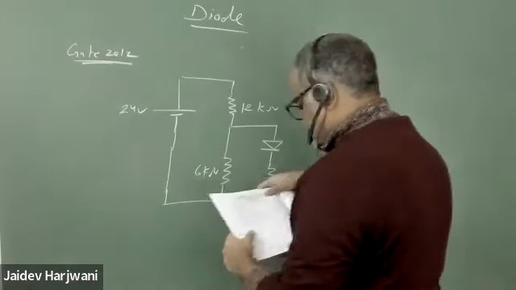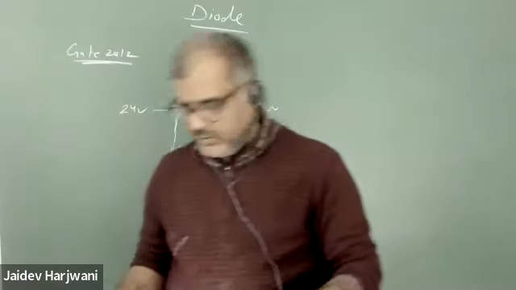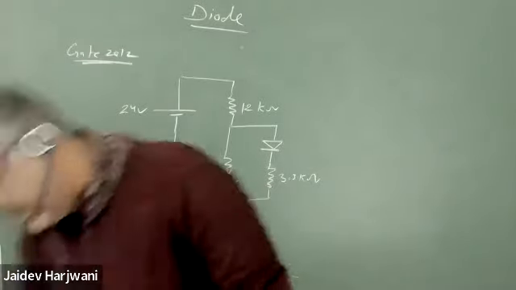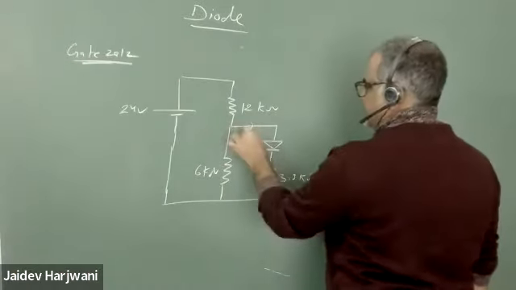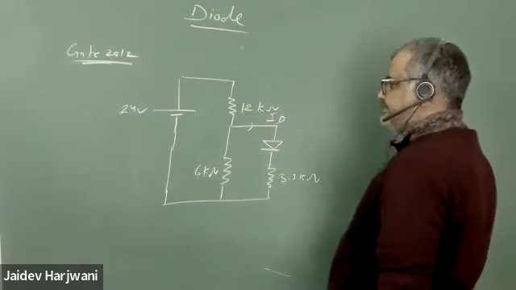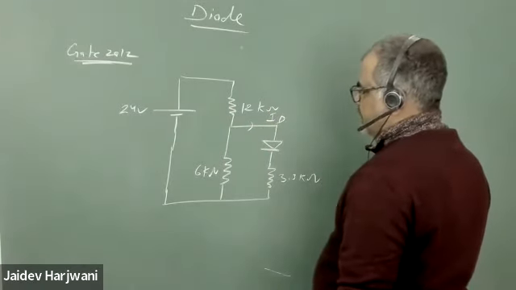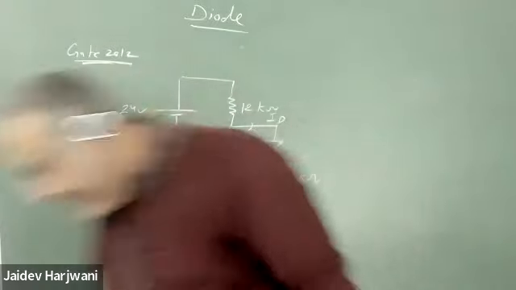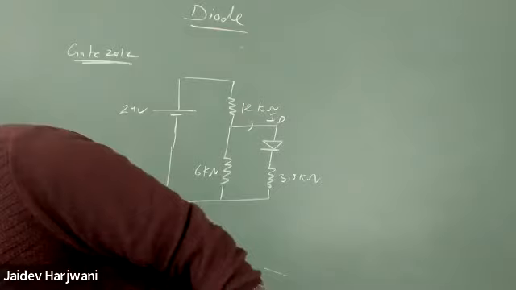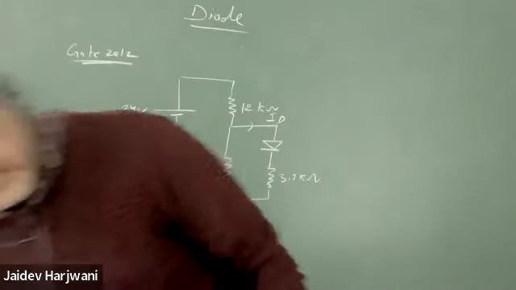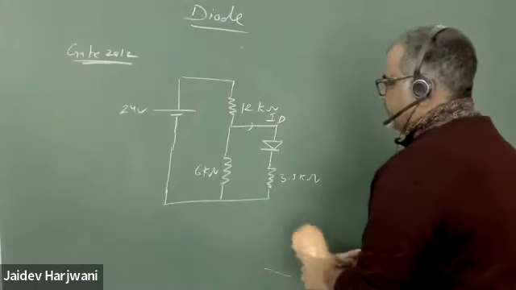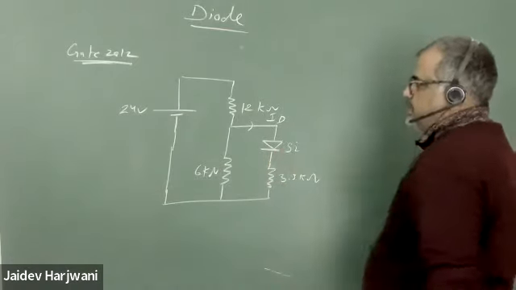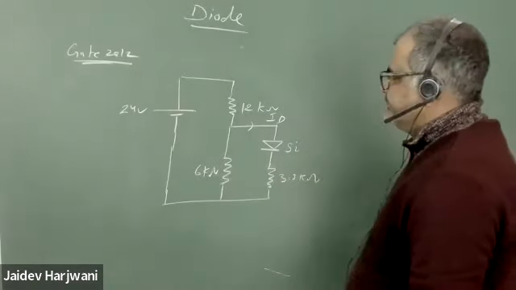They are asking to calculate the current passing through the diode, this current ID. The diode is ideal, and the diode requires 0.7 volt, meaning it is silicon. Now you have to calculate ID.